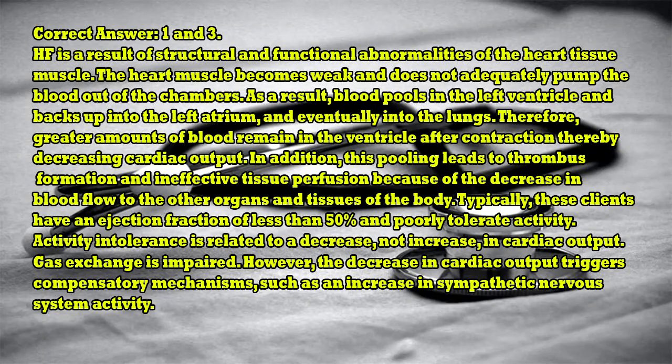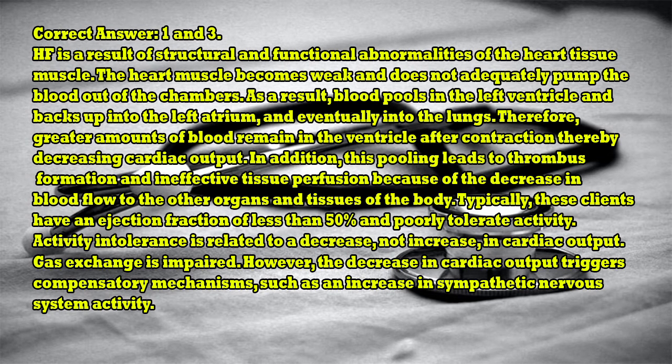Correct answer, 1 and 3. HF is a result of structural and functional abnormalities of the heart tissue muscle. The heart muscle becomes weak and does not adequately pump the blood out of the chambers. As a result, blood pools in the left ventricle and backs up into the left atrium, and eventually into the lungs. Therefore, greater amounts of blood remain in the ventricle after contraction, thereby decreasing cardiac output.